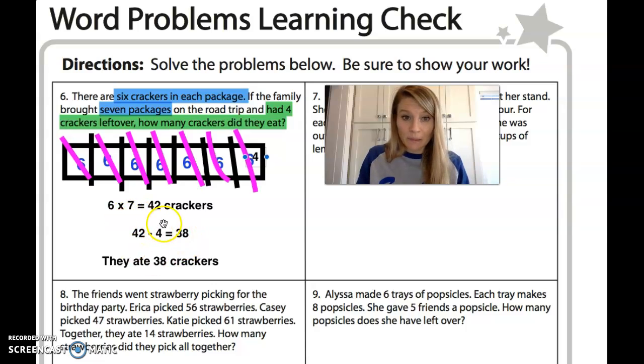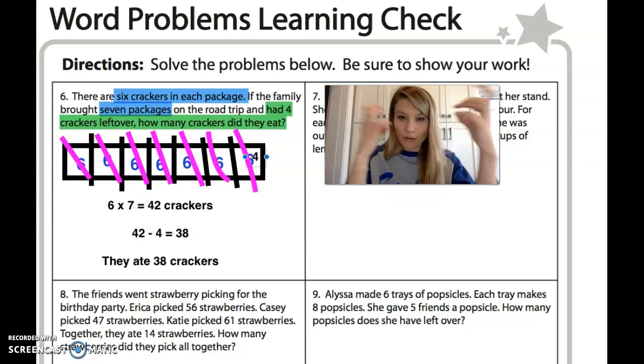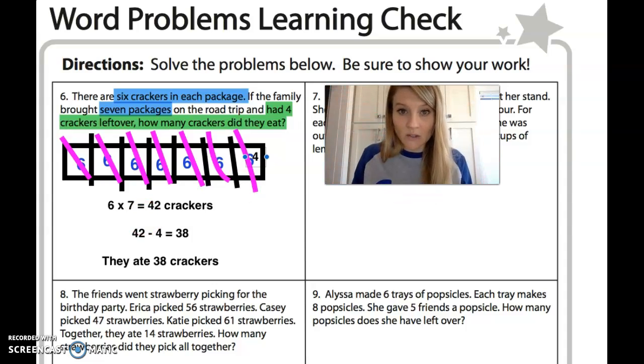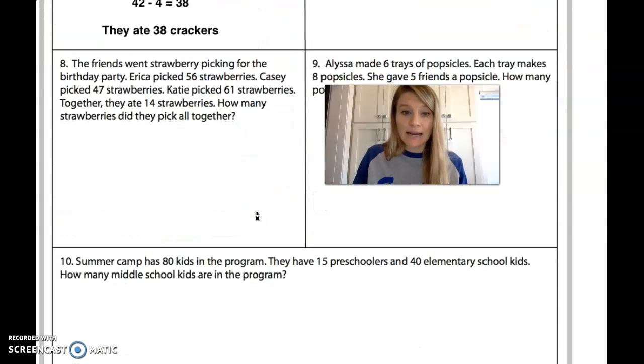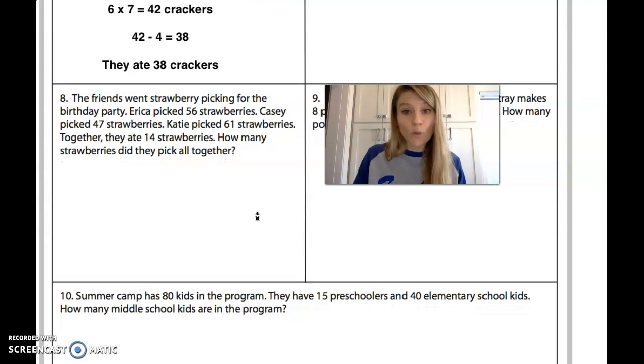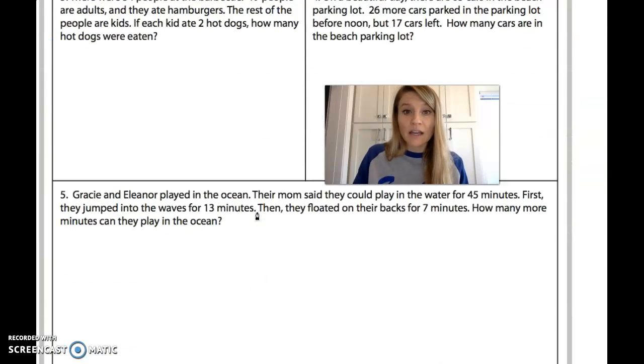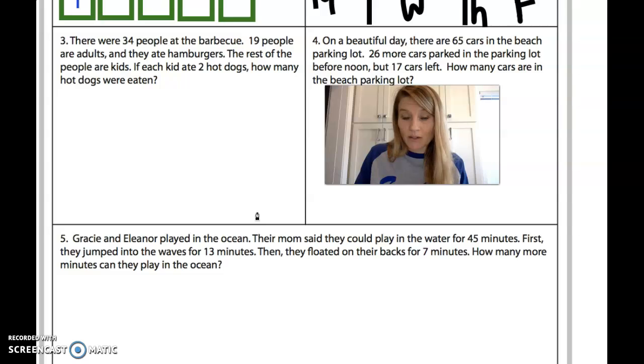All right, so do your best with this, however your brain thinks about finding those answers. I love problem solving because it allows you to draw a picture, think about a multiplication sentence, and really put into practice what we've worked on in class all year. All right, so you have 7, 8, 9, and 10. So you have these next 4 to do by yourself, and you have these next 3 to do by yourself. So really you have 7 problems today.